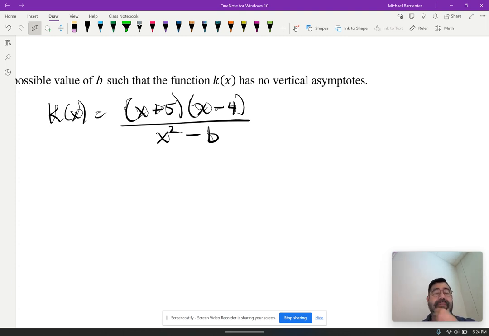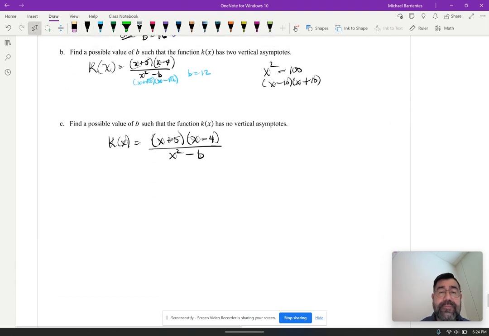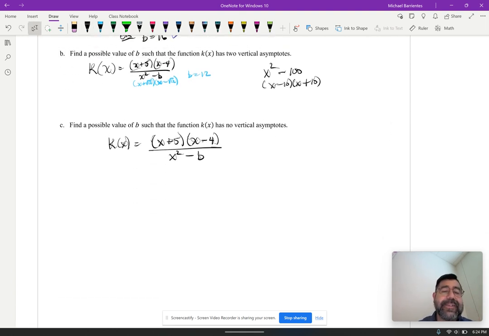Pause your video to think about that. We already know 25 and 16 are the only b values that will create 1. Any positive number other than 25 or 16 will produce 2. But what type of number will produce none? Pause and think, and then come back.